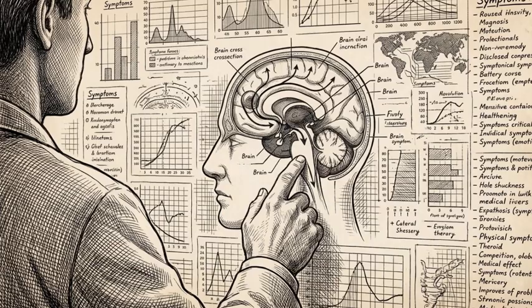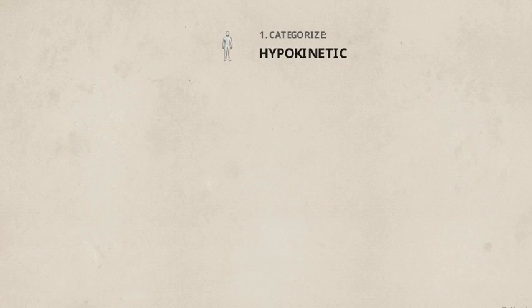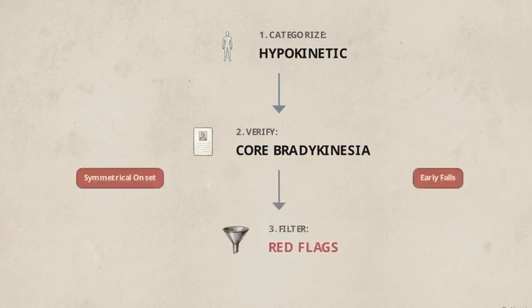In a real-world environment, securing this diagnosis requires taking the entire symptomatic profile and filtering it strictly through the hierarchical rules of the Parkinsonian triad. To summarize the clinical algorithm, first, classify the movement as hypokinetic. Second, verify the presence of core bradykinesia. Finally, aggressively filter the presentation for red flags.